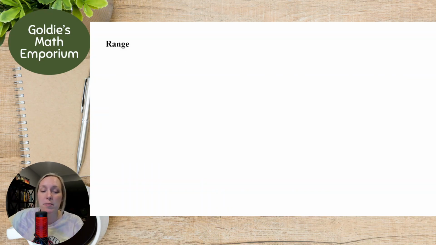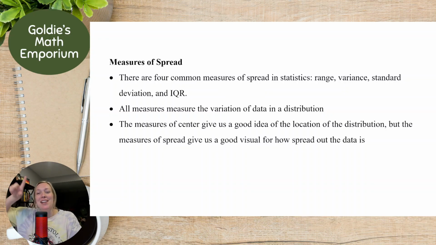Oh, look there. That was my bullet point there. Measures of center give a good idea of the location. The spread gives us a good visual of how spread out the data is.